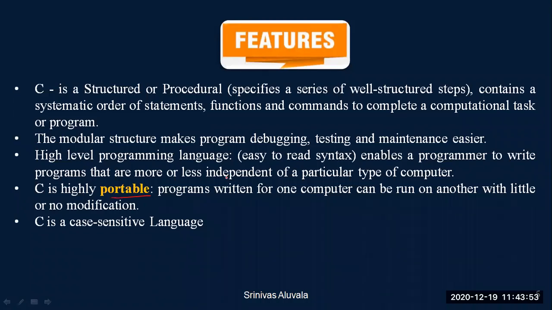And C is a case sensitive language. Why do we call it a case sensitive language? If we write anything in caps and anything in small letters in C, both are treated as different. Don't confuse it. If I write SRU in capital letters, it is different from SRU written in small letters. These two words are treated as different in C language. One is in caps and this is in small letters. So both words have the same meaning and the same pronunciation, but both are treated as different. That's where we call C a case sensitive language.